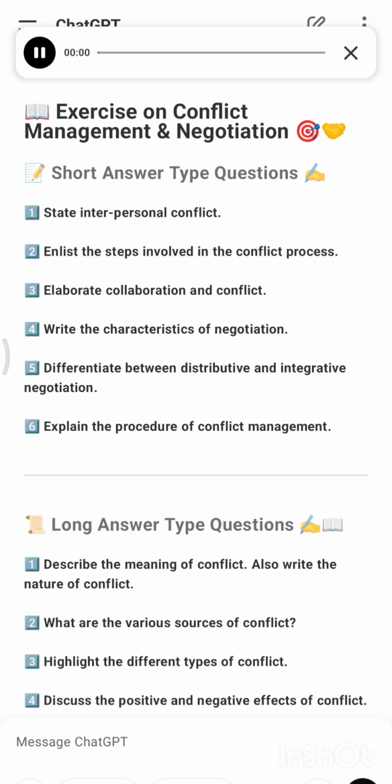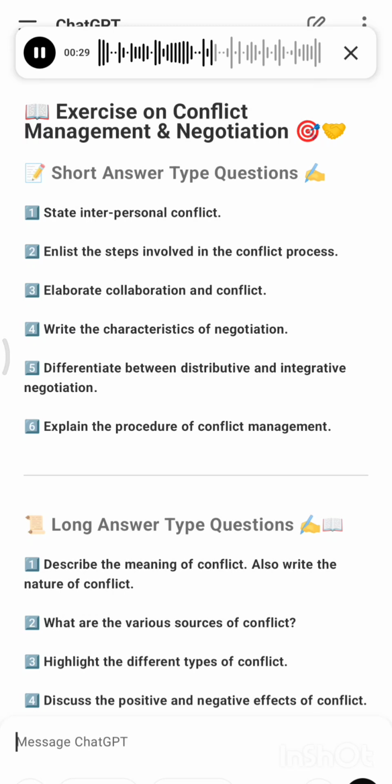Exercise on conflict management and negotiation. Short answer type questions. 1. State interpersonal conflict. 2. Enlist the steps involved in the conflict process. 3. Elaborate collaboration and conflict. 4. Write the characteristics of negotiation. 5. Differentiate between distributive and integrative negotiation. 6. Explain the procedure of conflict management.